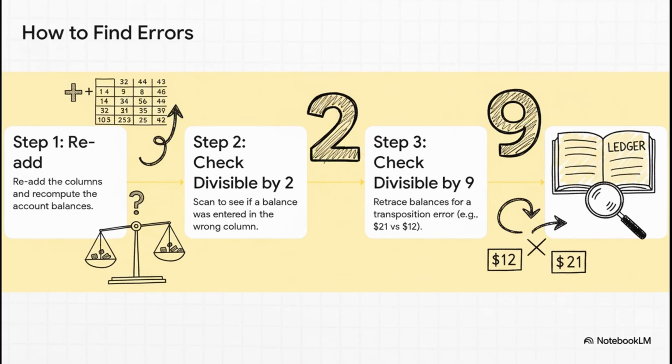Step 1, and don't laugh, just re-add the columns. You would be shocked how often it's a simple calculator typo. If that doesn't work, there are some clever little tricks. Check if the difference between the two columns is divisible by 2. That might mean you just put a balance in the wrong column. But if the difference is divisible by 9, well, that points to a very specific and very common mistake.